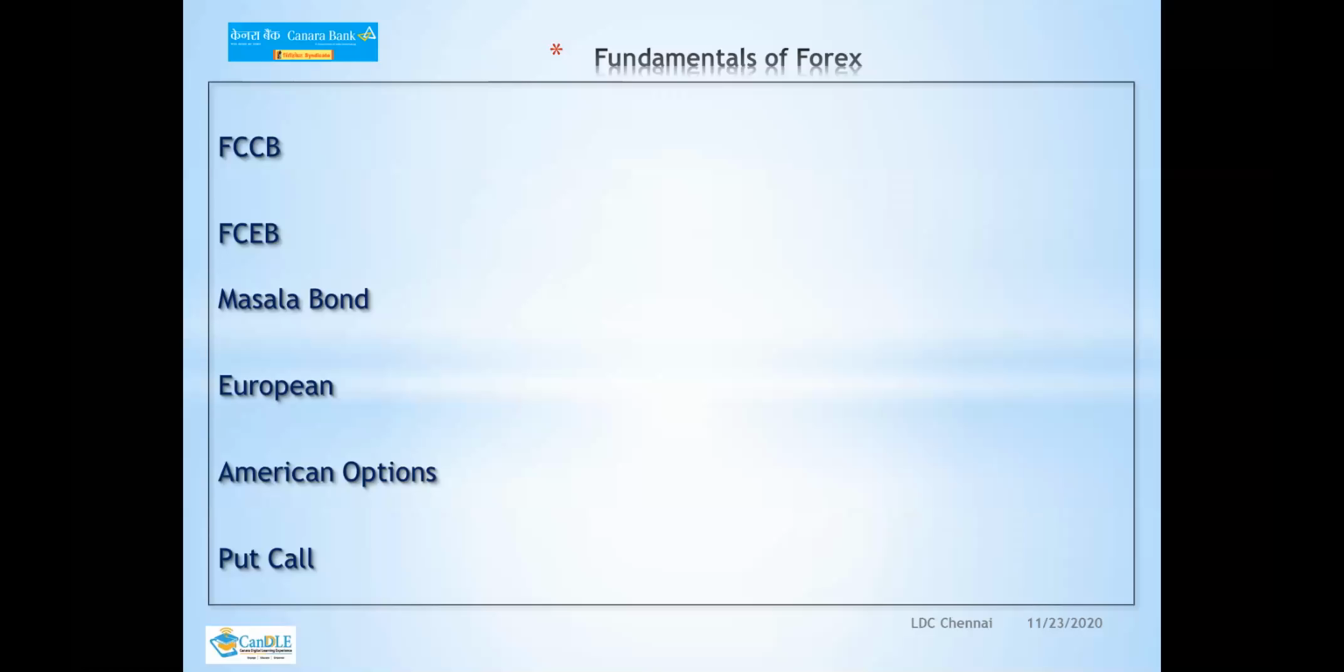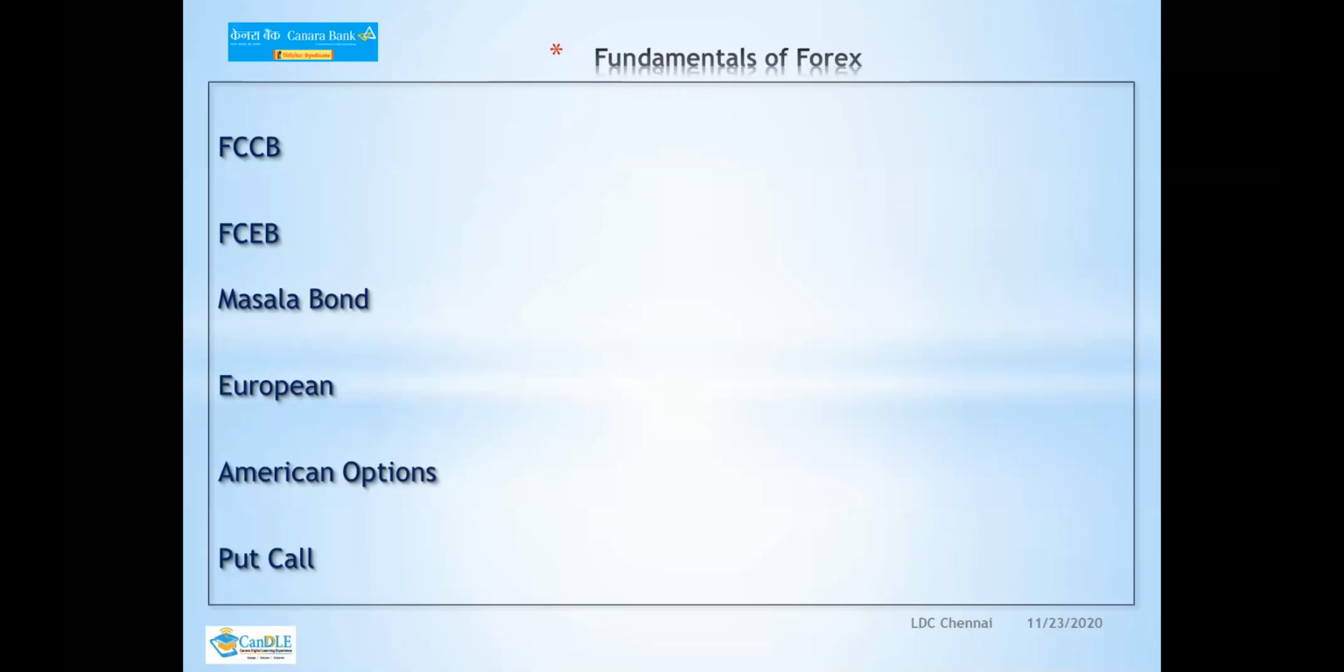There are two types, a common question: European option and American option. European option means you can use it only on the due date. Suppose I am booking a contract on 31st December. I can use the European option only on the due date. With American options, I can use it on any date. I can use it during the entire December.